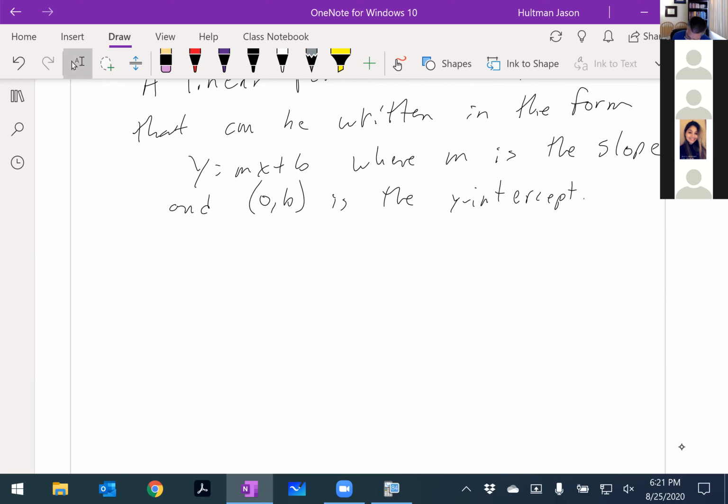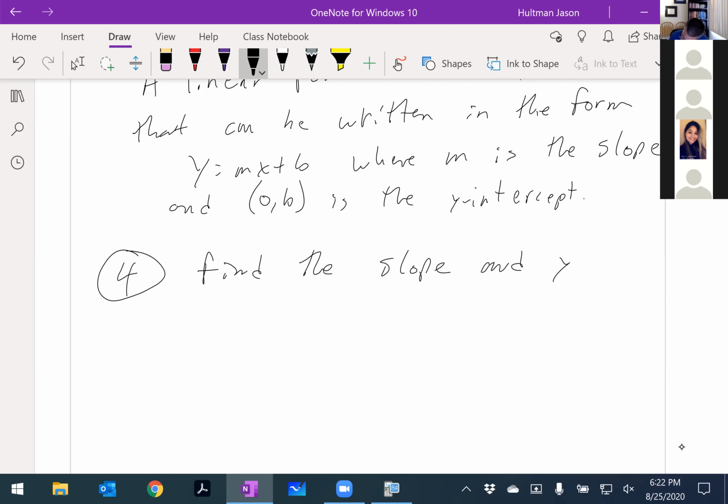Okay, let's go on to example number 4. Find the slope and y-intercept of the following equation: 2x minus 4y minus 7 is equal to 0. So we want to basically solve this for slope-intercept form, which is what this is.